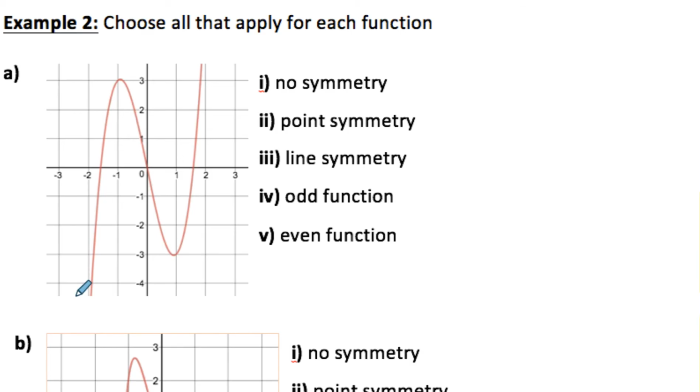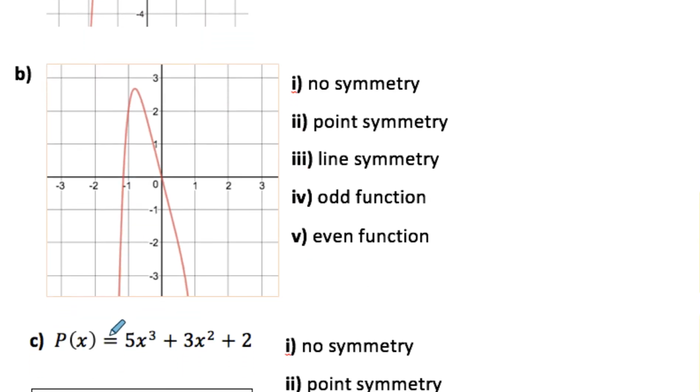Let's move on to example 2. I just give you either the graph or the equation this time, and we circle all that apply. So for part A, if we look at the graph of the function, I can see that there is point symmetry, and that point symmetry is right there at the origin. So because it has point symmetry at the origin, I can circle point symmetry, and because it's at the origin, I know that means that this is in fact an odd function.